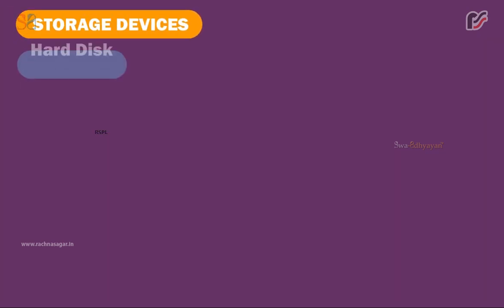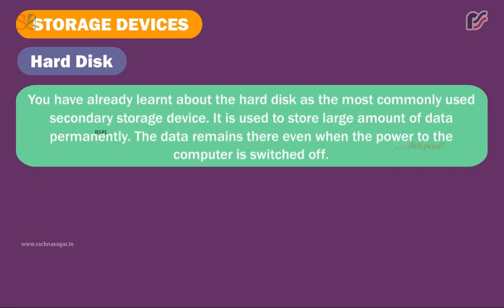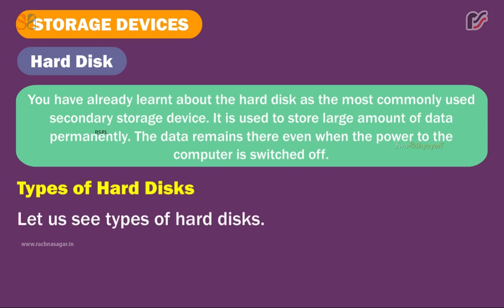Storage devices. Hard disk. You have already learned about the hard disk as the most commonly used secondary storage device. It is used to store large amount of data permanently. The data remains there even when the power to the computer is switched off. Types of hard disk. Let us see types of hard disks.